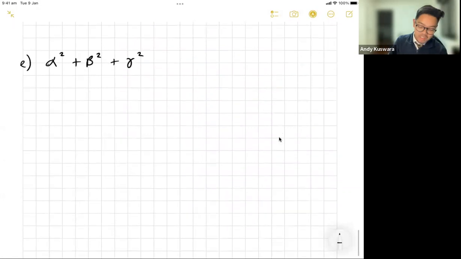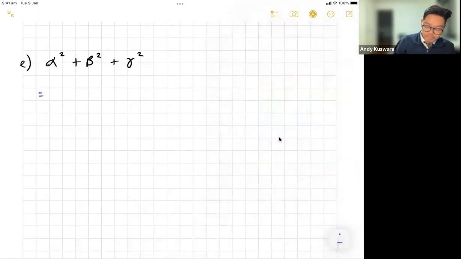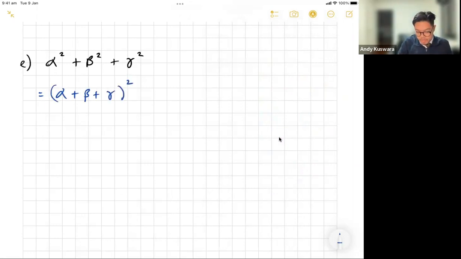Okay, this one here is a little bit of a tough one as well. This is going to require you to be fairly good with your perfect squares. Now, how do I get alpha squared plus beta squared plus gamma squared? So clearly I'm going to have to do alpha plus beta plus gamma, and I'm going to have to square it. But if I square it, I'm going to have to minus two lots of the alpha beta plus alpha gamma plus beta gamma, okay?